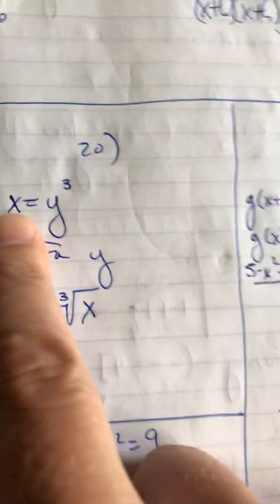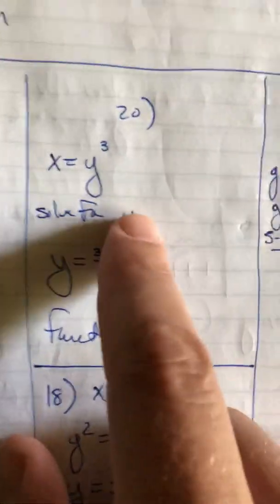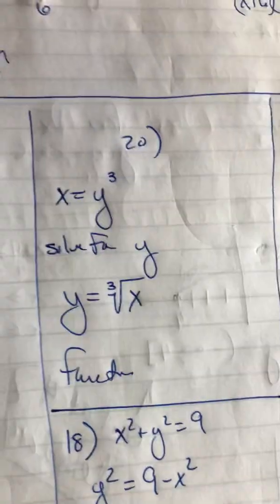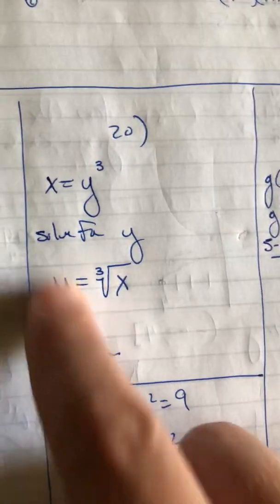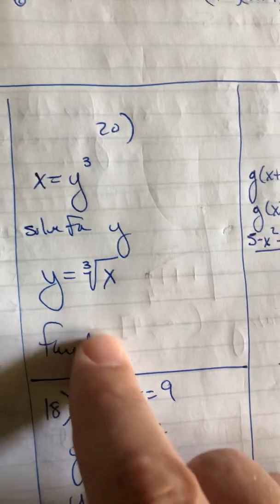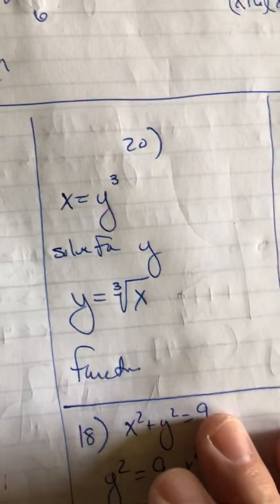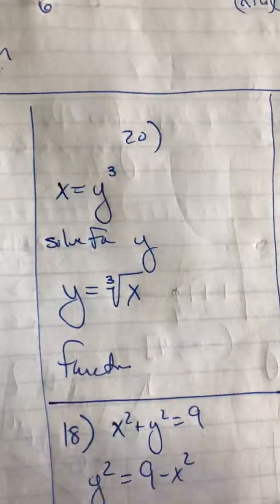Number 20, you have x is equal to y cubed. Again, I'm going to solve for y, so I'm going to take the cube root on both sides. The cube root of y cubed is y. The cube root of x is just written as the cube root of x. If you graph that, you'll find that you have a function. Any x that you choose, you're going to get one y value out.